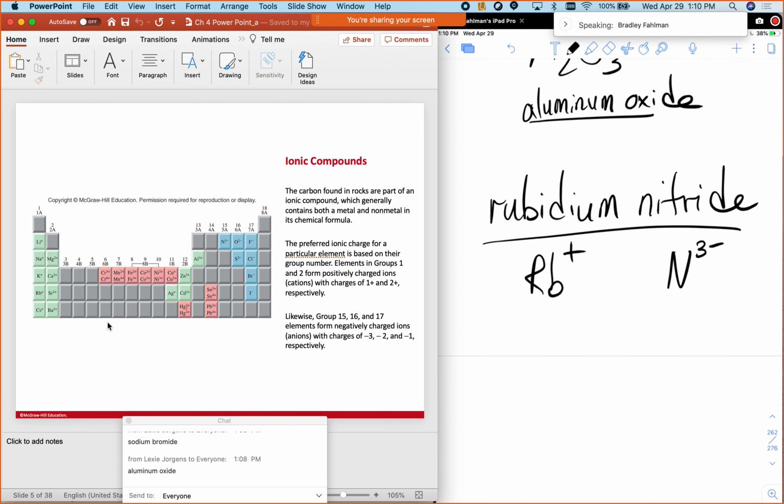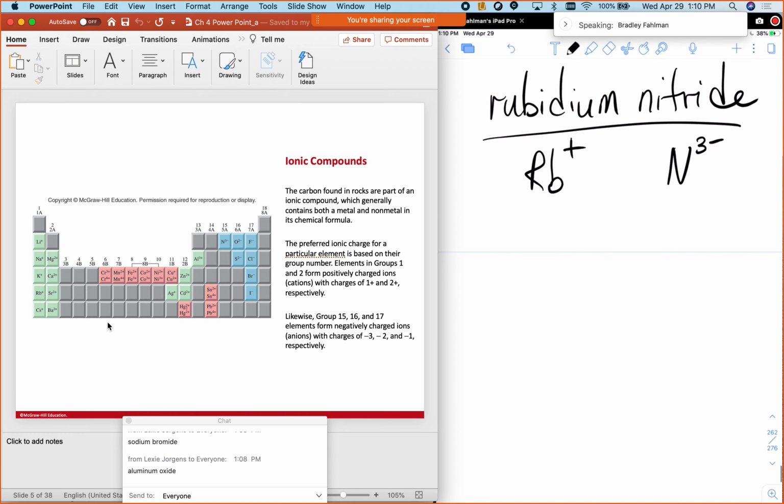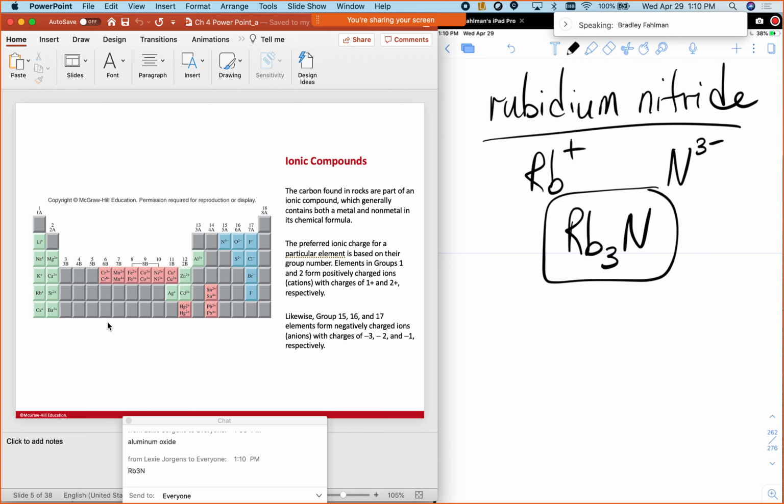And so with that, what is the formula for rubidium nitride? Yeah, so it would be Rb3N, right? Because everything has to equal a 0 charge. So that means that you have 3 times a plus 1. So that's plus 3, and that will equal the minus 3.